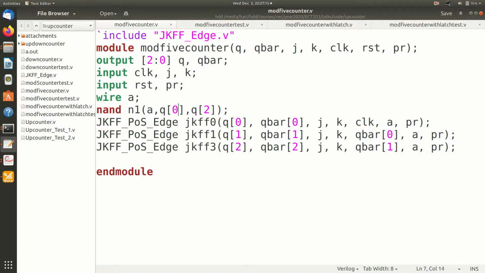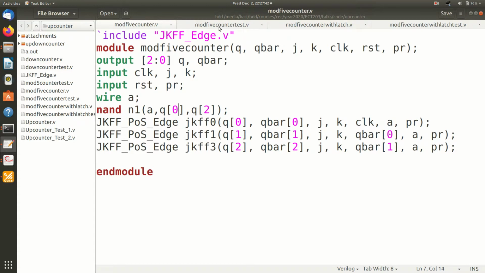Here is the second instance of the JK flip flop. The outputs are Q1, Q bar 1, JK, and the clock is the Q bar output of the previous stage, that is Q bar 0. Then clear is A and preset. Now there is a third flip flop, that is JKF of 3. Output is Q2, Q bar 2, JK, and clock is Q bar 1, that is the Q bar output of the previous stage. Then A and preset. That ends the module.